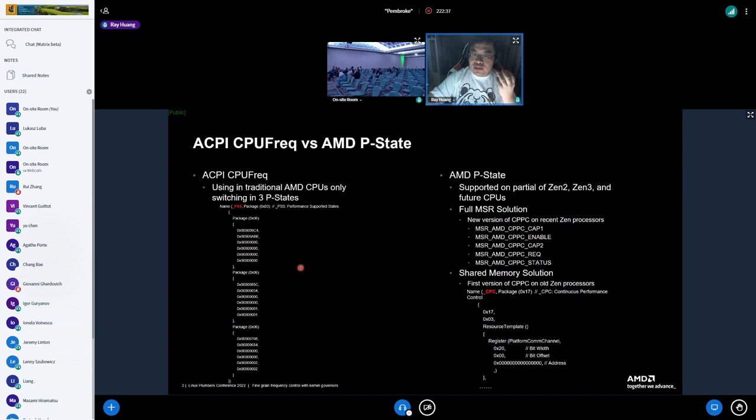In some of the Zen 2 and Zen 3 processors, we support CPPC for the AMD P-state driver, and there are two types of hardware implementations. One is the full MSR solution. Another is a shared memory solution. The full MSR solution provides an architected MSR set of CPPC level registers to provide the performance hints, which is the fast way to control the frequency updates. However, in the shared memory solution, the CPU only supports a mailbox model for CPPC registers in the system memory.